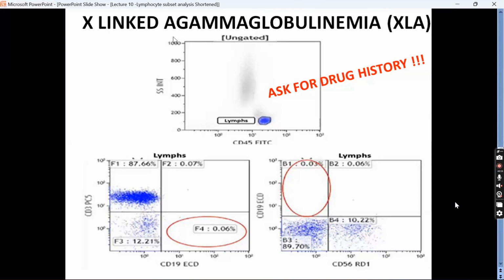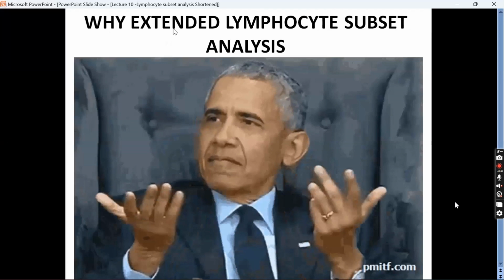These diagnoses, like X-linked agammaglobulinemia, immunodeficiency diagnoses, are something like your malignancy, because most of these conditions have to be treated by bone marrow transplant. So be careful before giving such a diagnosis.